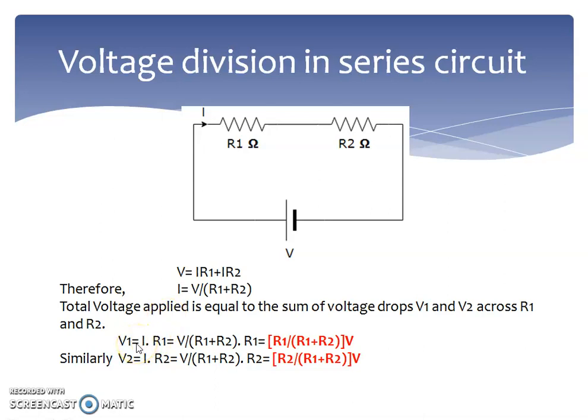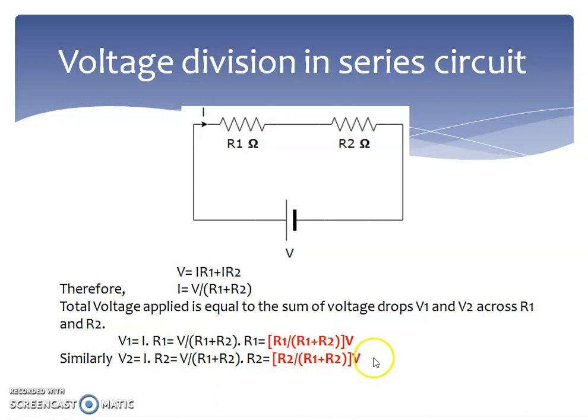What will be the value of V1? I into R1. And what is I? I is V by R1 plus R2. Okay? So V by R1 plus R2 into R1 will be the value of V1, that is R1 divided by R1 plus R2 into V. Similarly, what will be the value of V2? I into R2. And what is the value of I? V by R1 plus R2. So the value will be R2 divided by R1 plus R2 into V.